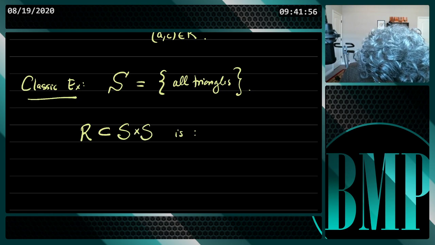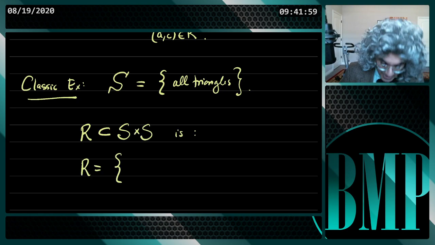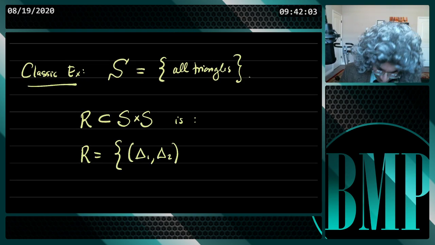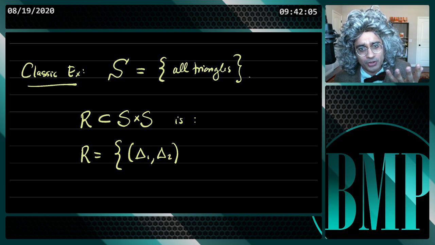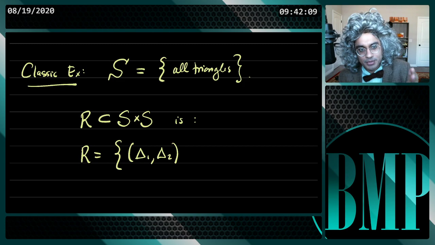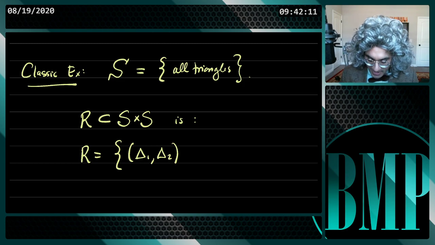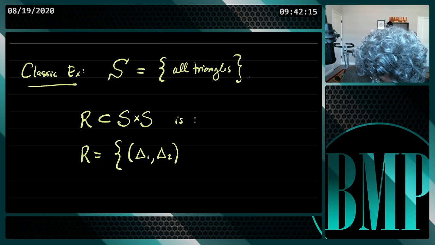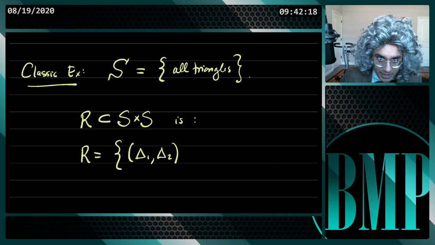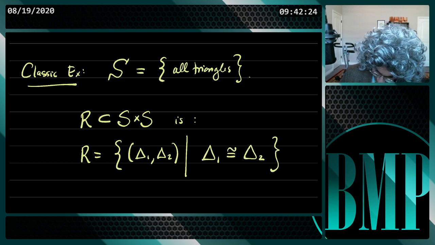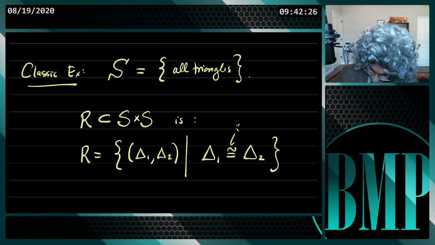Okay, and R is the following. R is the set of pairs, triangle 1, comma, triangle 2. I'm just going to denote my triangles as little triangle symbols and then put a subscript or something. R is the collection of pairs of triangles such that triangle 1 is congruent to triangle 2. This is congruent to.